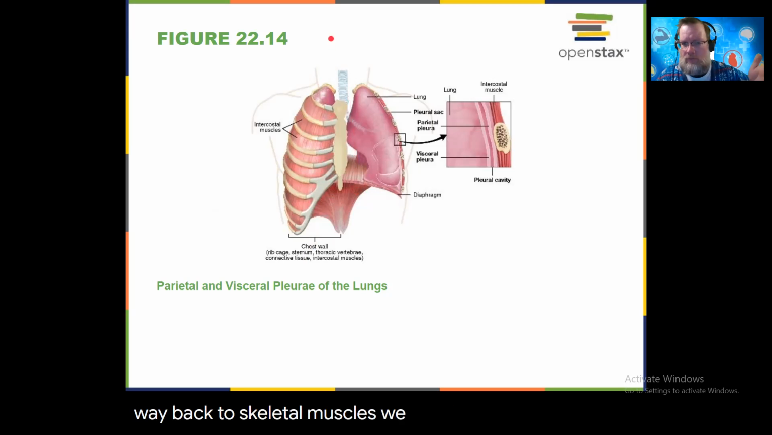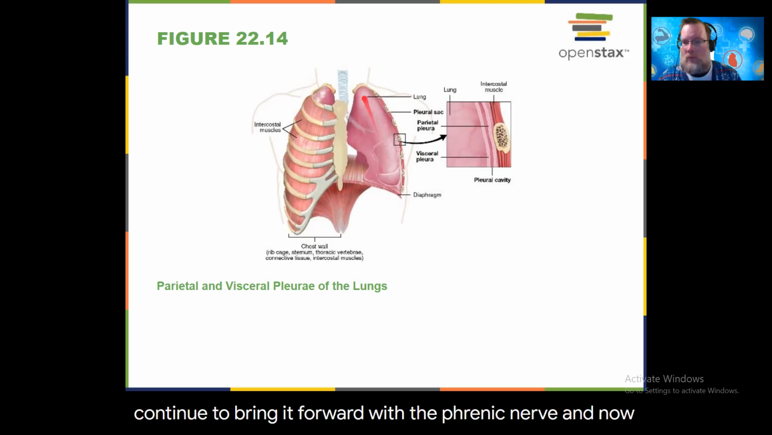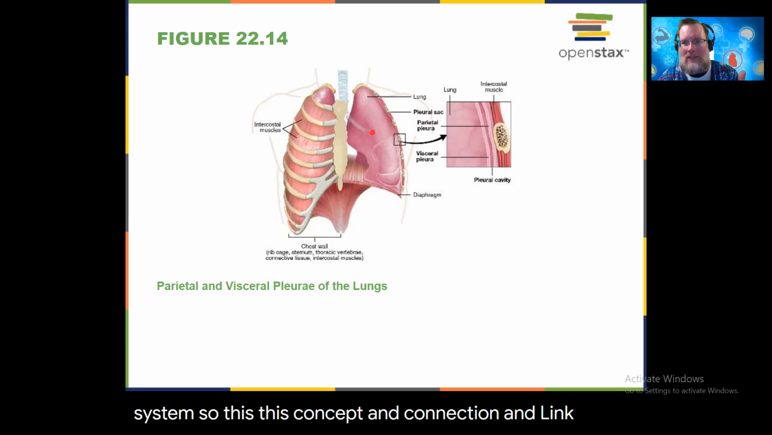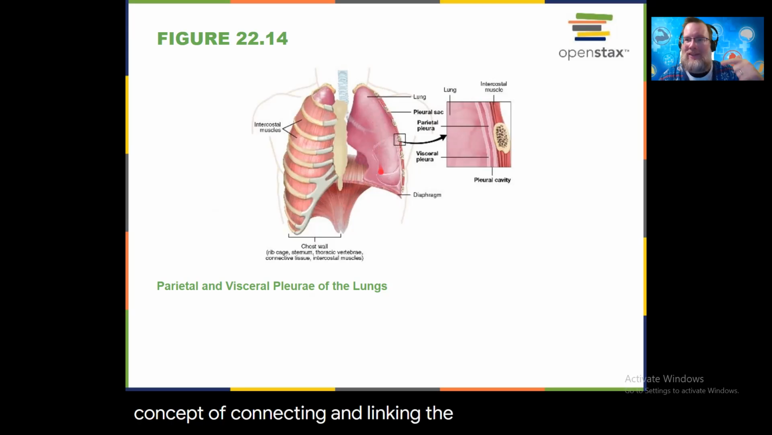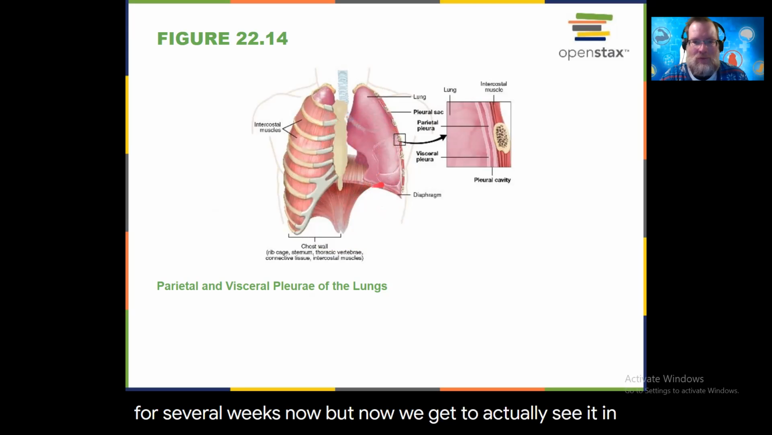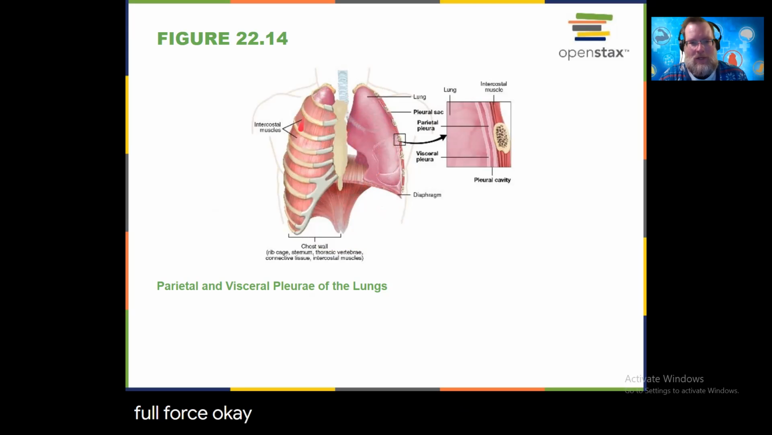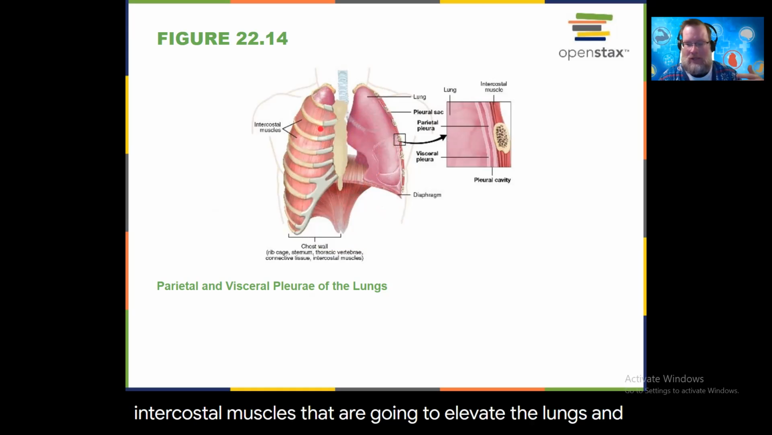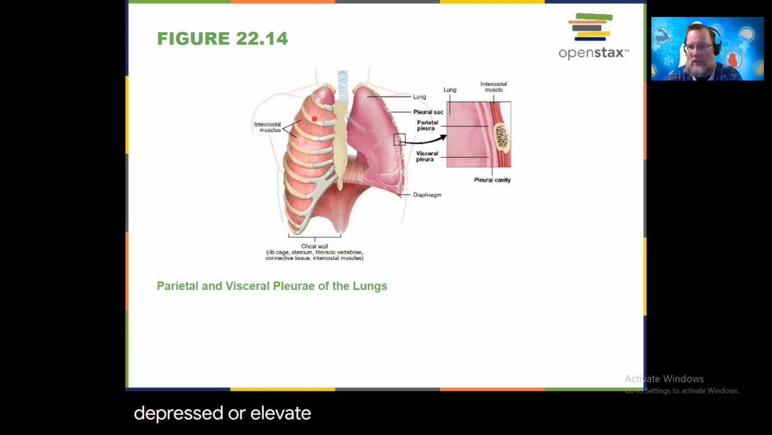We brought it forward, continued to bring it forward with the phrenic nerve, and now here we are, we finally made it to the respiratory system. So this concept of connecting and linking the lungs with the diaphragm, you guys already know that. You've known that for several weeks now. But now we get to actually see it in full force. Okay. And then we have, of course, these other intercostal muscles that are going to elevate the rib cage and depress the rib cage as the lungs either fill and expand or empty and contract.